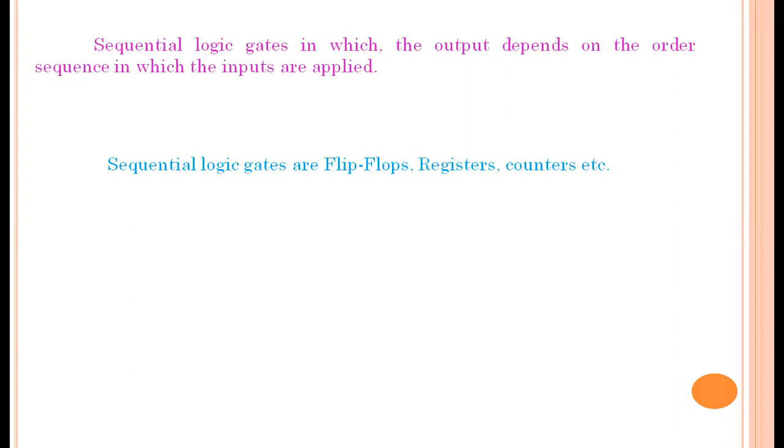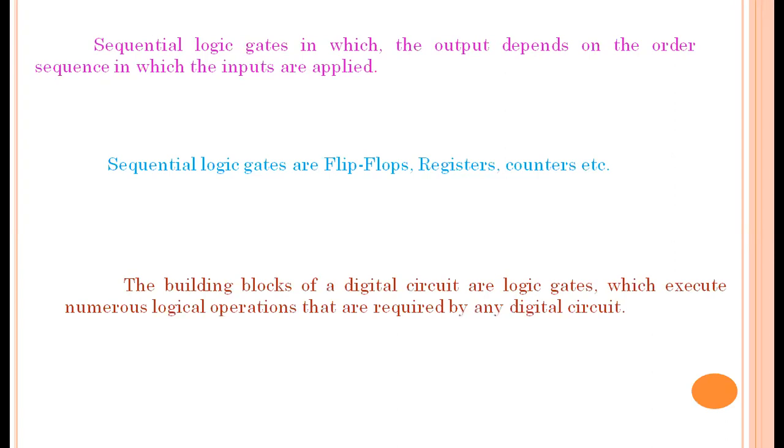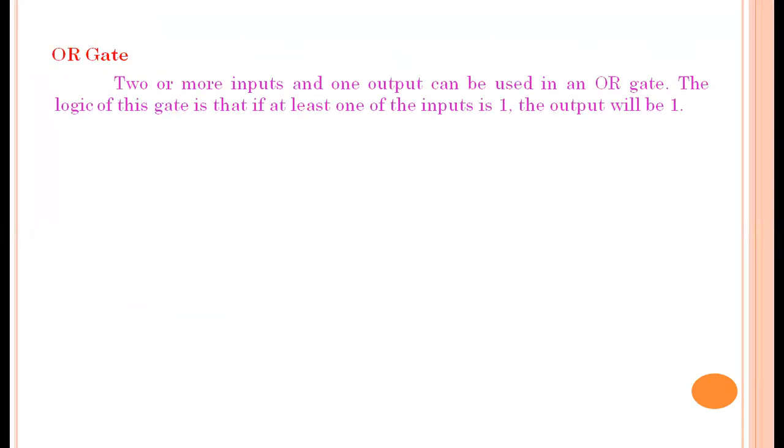What is a flip-flop? We know nowadays we are using memory cards. Each flip-flop is called a memory element, and each flip-flop can store information in binary digits, either 0 or 1. Similarly, registers and counters have different applications. Today we will discuss one of the logic gates, the OR gate.